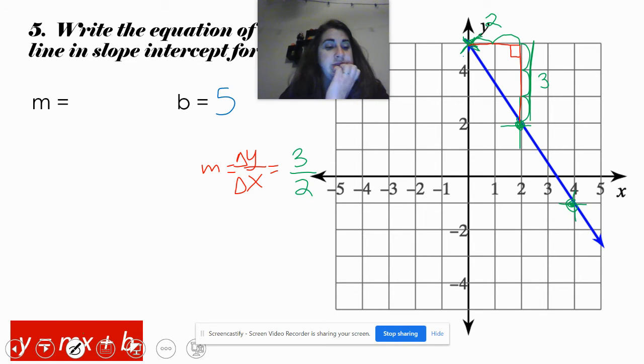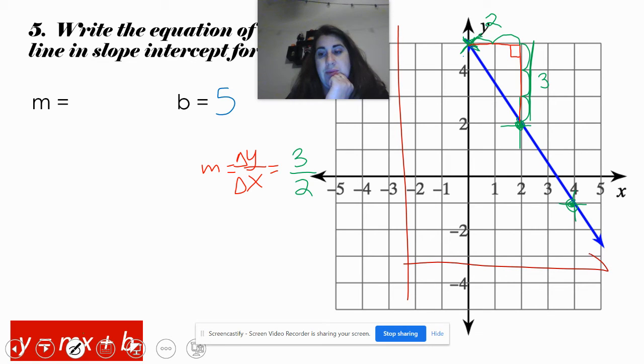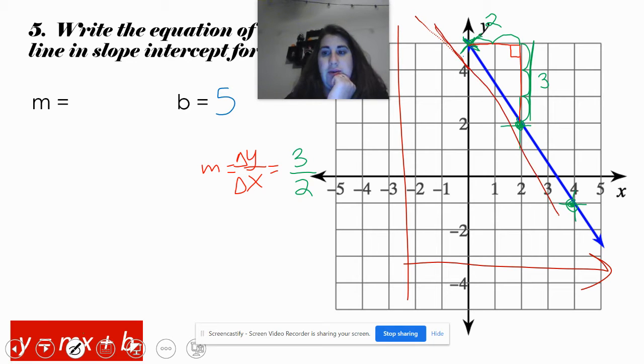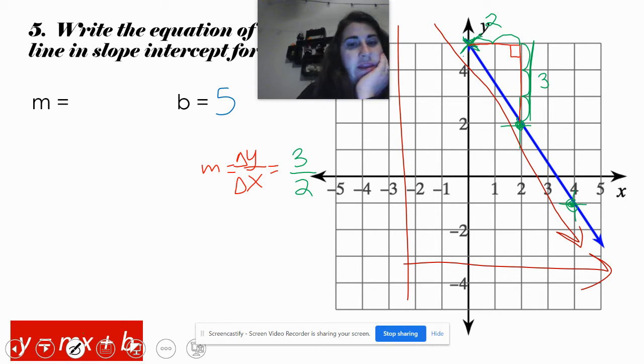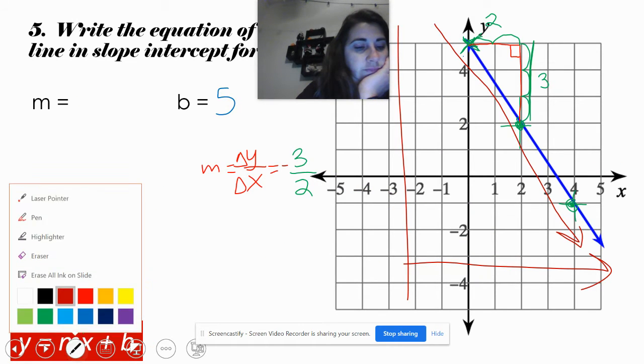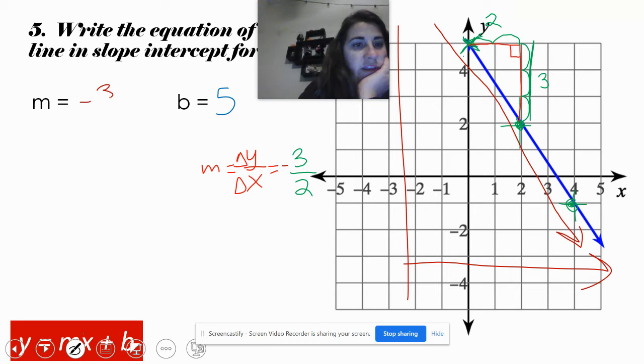Now I need to make sure that my line is positive or negative. So if I start over here and I'm going this way and my line goes down, so my answer is going to be negative. Negative 3 over 2. So my equation is y equals, so notice how I'm bringing my y, my equals up. Now instead of m, I'm using negative 3 over 2.